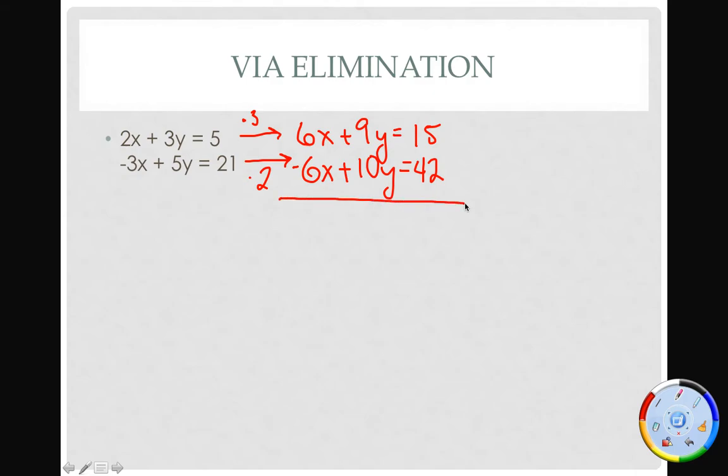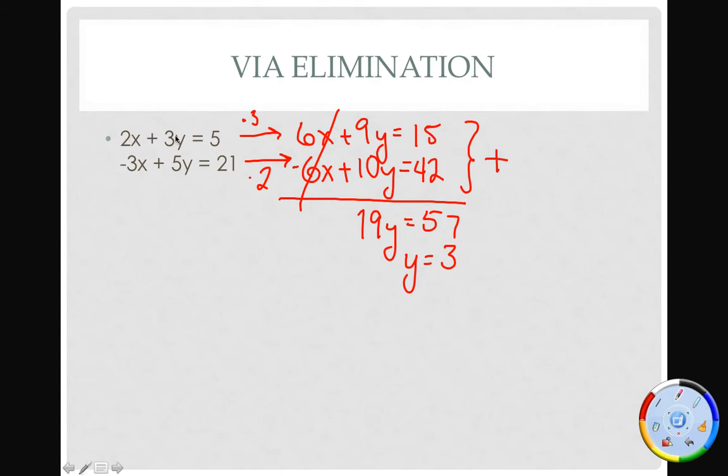And then I look at this equation, and I go, hey, I have a positive 6x and a negative 6x. If I were to add these 2 equations together, the x's are going to cancel, and I get 19y is equal to 57. Well, it just so happens that 19 times 3 is 57. So now I have y equals 3, and now I need to figure out what x is.